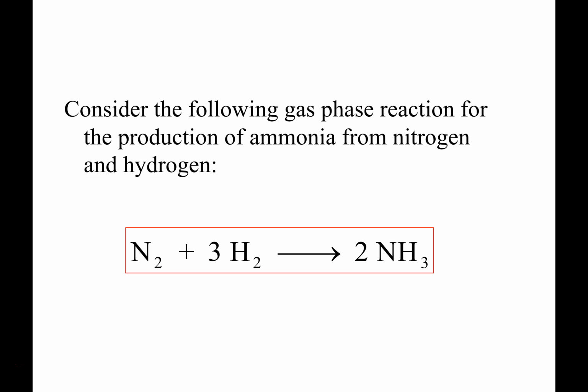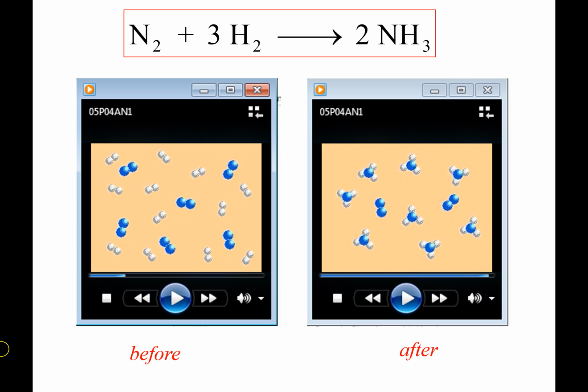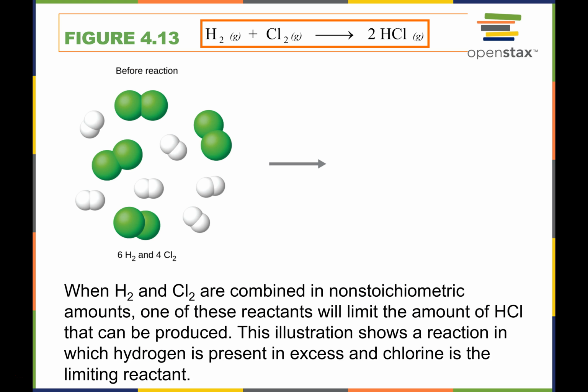Let's say, and I have a little video to show you, that on a very small basis we have 6 molecules of N2 and 12 molecules of H2, and they are going to connect up and make NH3. So this video will show you what that looks like. We're going to apply the need ratio to the have ratio.